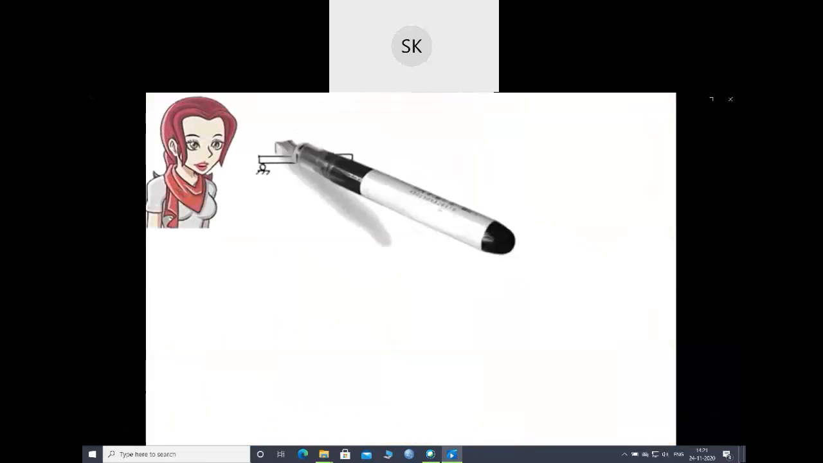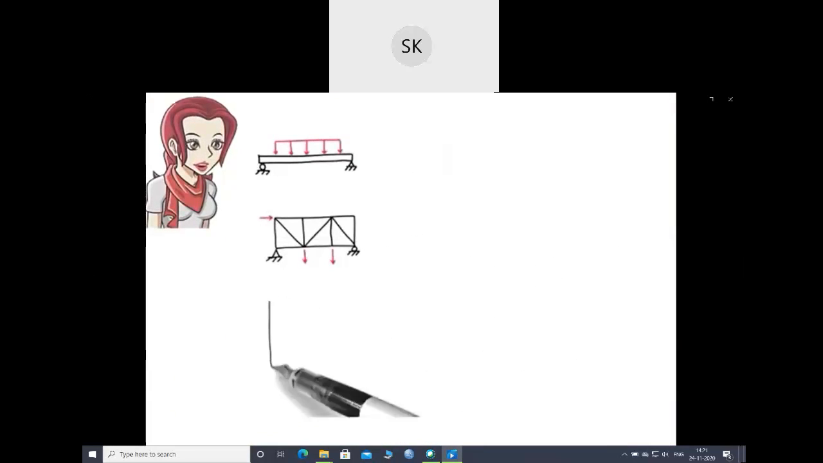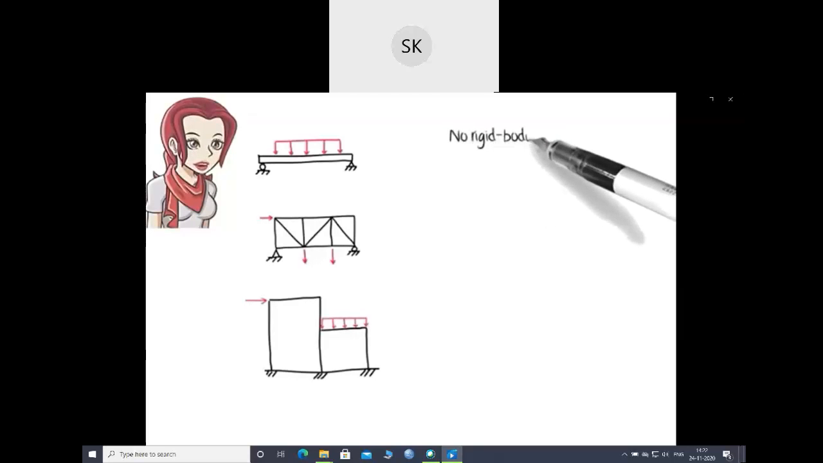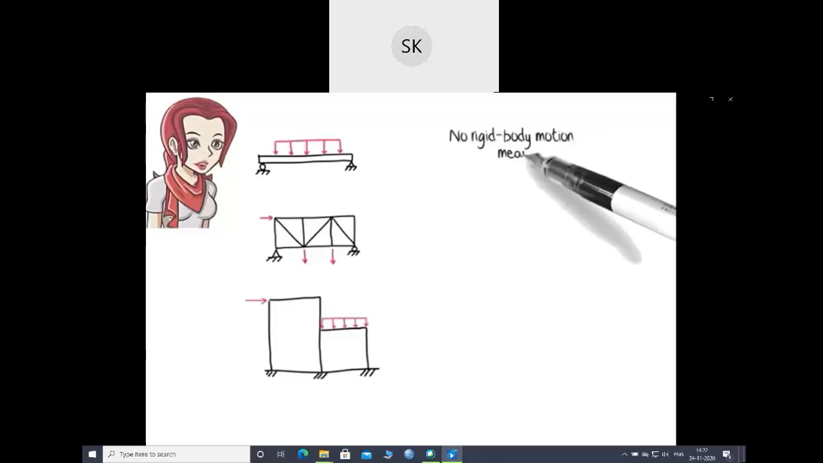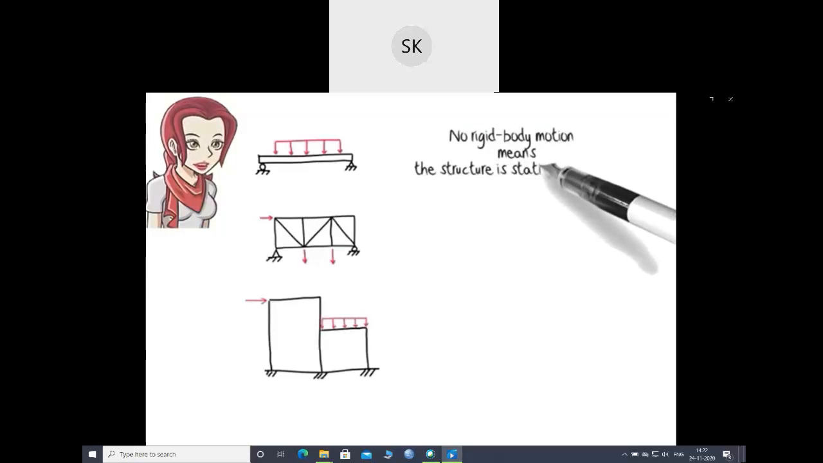A structural system, be it a beam, a truss, or a frame, can be viewed as a rigid body that is properly restrained by one or more supports. Such a system is said to be externally stable if it does not undergo any rigid body motion, regardless of the position of the applied loads.